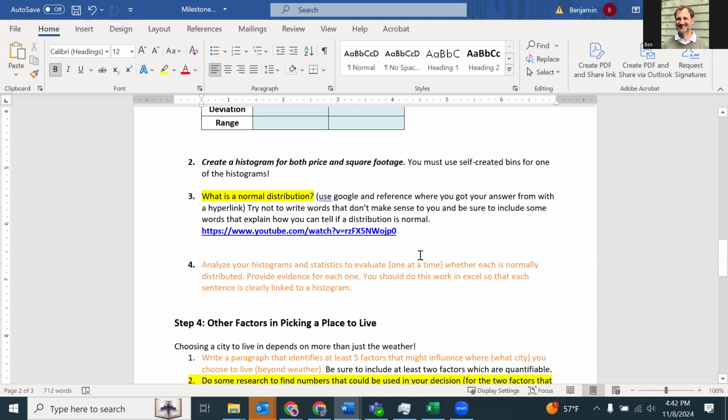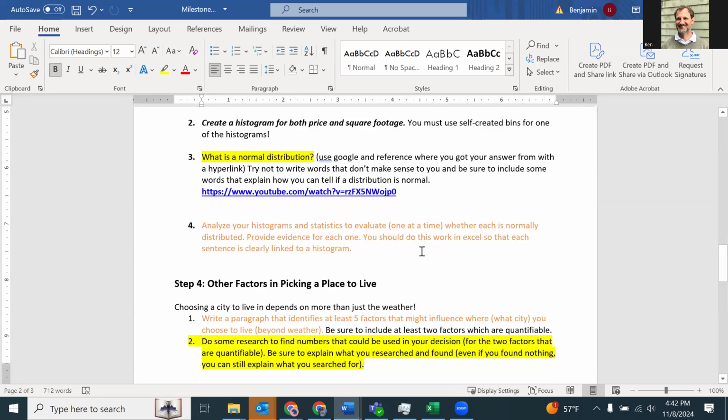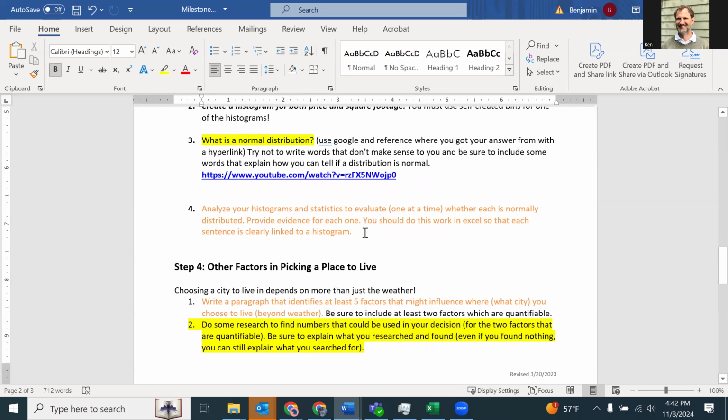So there's a small writing component. But the point about this Gaussian distribution is don't use words, don't literally copy and paste from a source and have no idea what they say, right? You should be talking about things like bell curve, symmetrical, the mean, median, and mode are all in the same place. So those kinds of things. All right. And so analyze your histograms.